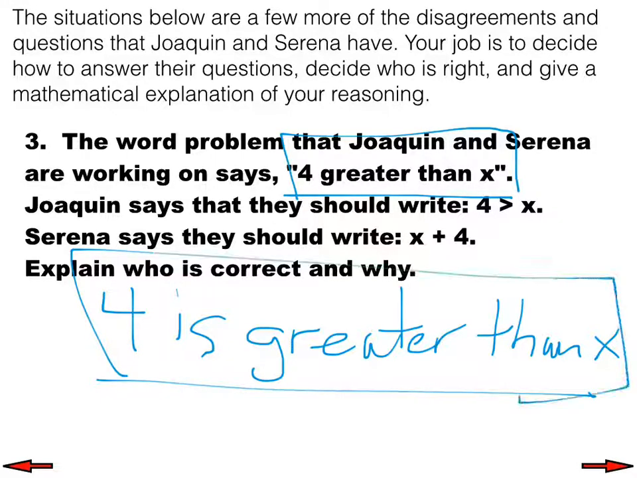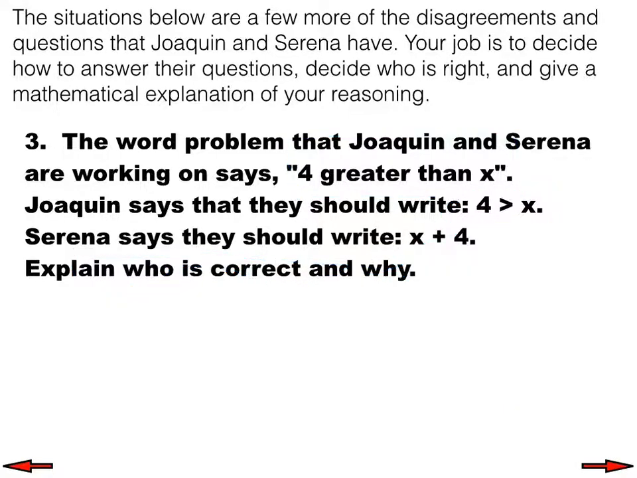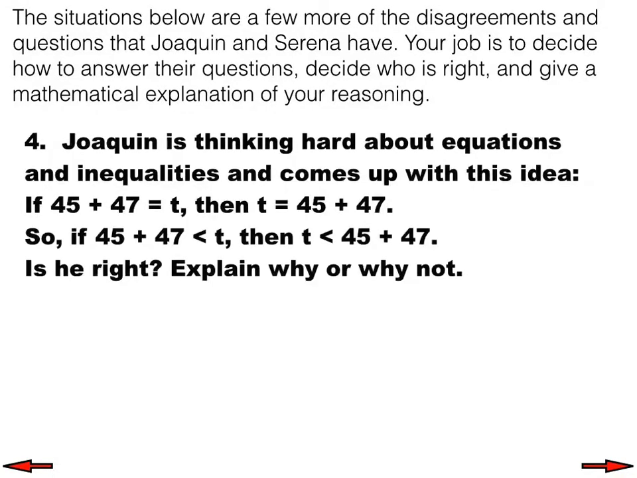This, because of this part right here, this word is, that means x. Whoops, didn't draw my arrow all the way there. That means that right there. So who's right again? Serena is correct. Good. All right, let's go to number 4.